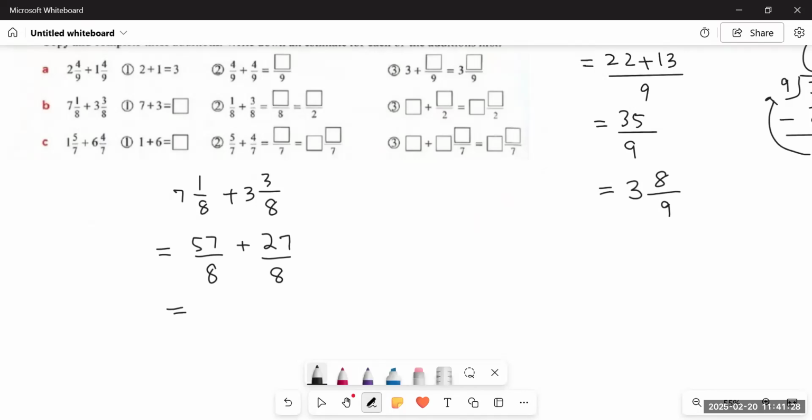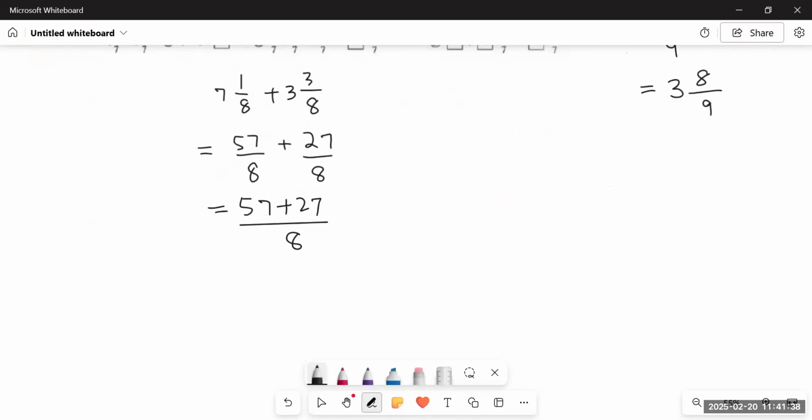Now we will add 57 and 27, which will give us a total of 57 plus 27 is equal to 84 upon 2. Now we will see, can we simplify them? Yes, we can simplify them. And instead of simplifying them with 2, we can simplify them with 4 as well. 4 2s are 8, 4 1s are 4, 4 2s are 8. So the answer to this would be 21 upon 2.